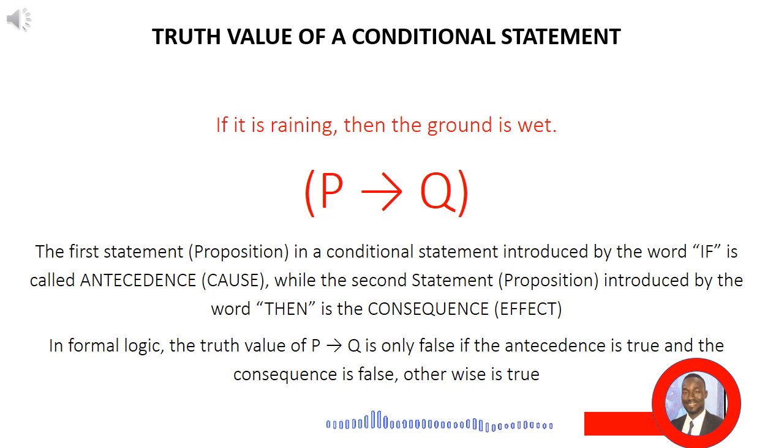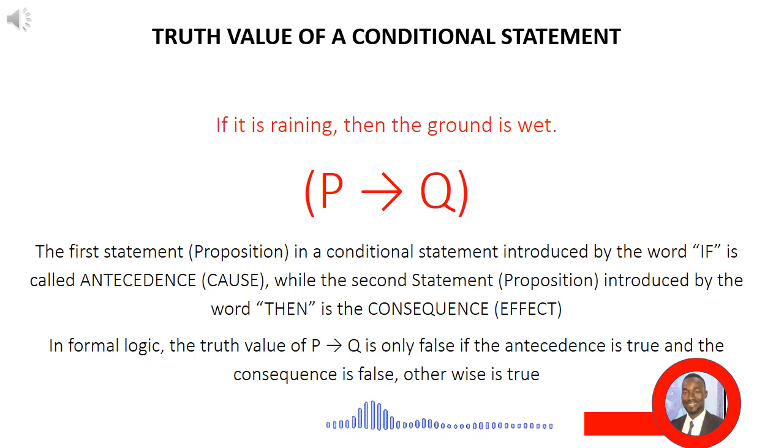What then is the truth value of a conditional statement? A look at this example: if it is raining, then the ground is wet. A conditional statement is true in all cases except in a situation where the antecedent is true and the consequence is false. And that is a situation where it rained and the ground is not wet. In this case, we say it's false if that happens.